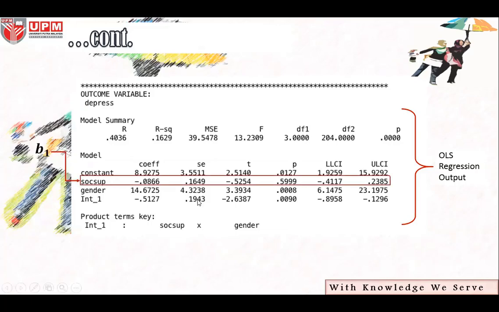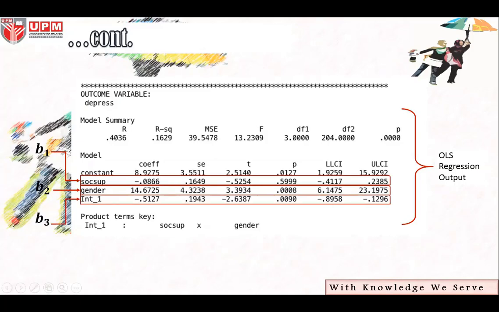Okay, the first one is social support. So this one is social support and our DV, depression. So this is beta 1. This one, beta 2, is gender, our moderator, and the DV. And lastly, beta 3. So it's easy: this is beta 1, beta 2, beta 3.